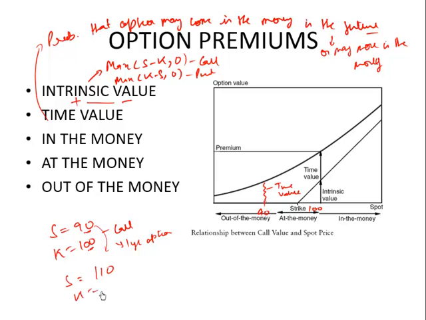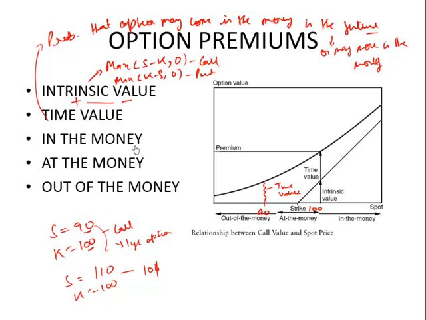So if the spot price is 110 and the strike price is 100, then the intrinsic value of this option itself is $10. That is, by exercising it today, I can receive $10. The total premium will be something higher than this to account for the probability that it may go more in the money in the future.